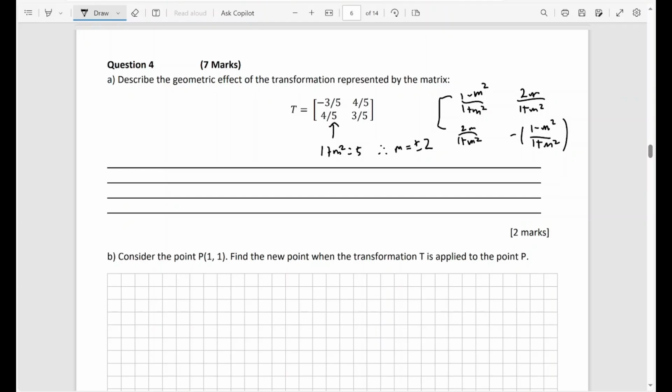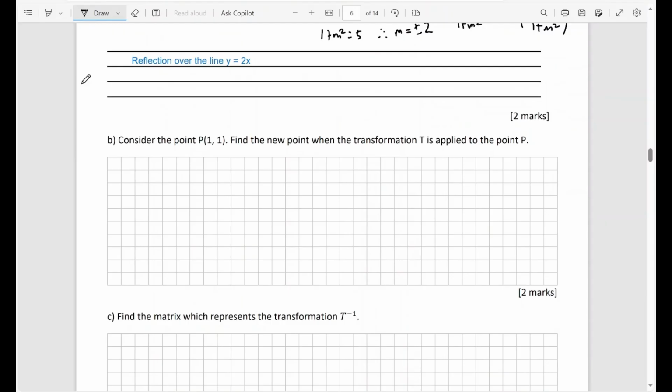And then if you look at the top there, 1 take m squared would give you minus 3, because you get 1 take 4. And if we look at 2m here, 2m should be 2 times 2, which is 4. So it looks like the m is positive 2. So what we have here, if m is plus 2, is a reflection over the line y equals 2x, because m is the slope.